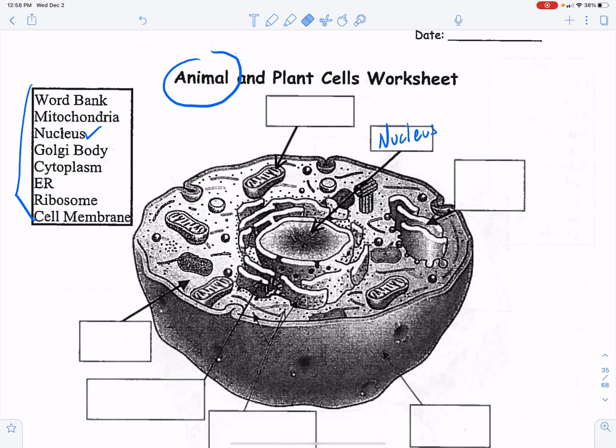Mitochondria are these things that look like hot dogs. They have all kinds of little folds inside like that. Those are all mitochondria. These help produce energy for the cell.